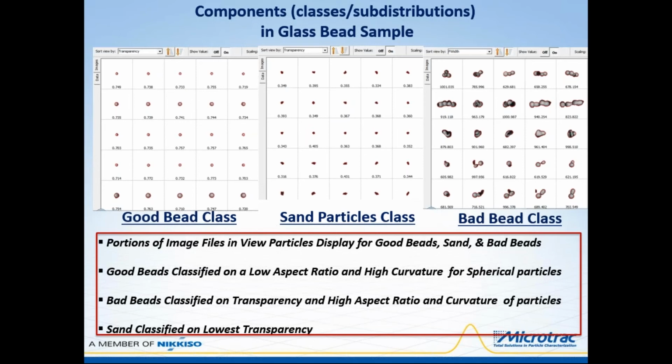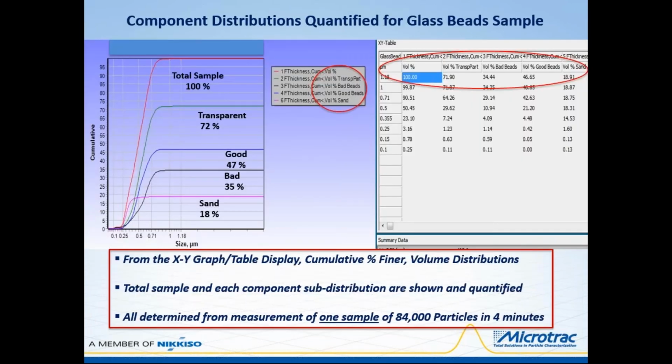Here are segments of the image files for the three of the components in the glass bead sample. Good beads are on the left, based on low aspect ratio and high curvature. Bad beads are on the right, based on transparency and low aspect ratio and curvature. And sand, based on lowest transparency. Consultation with Microtrac technical personnel can assist customers in setting up the appropriate automatic queries in the SOP.